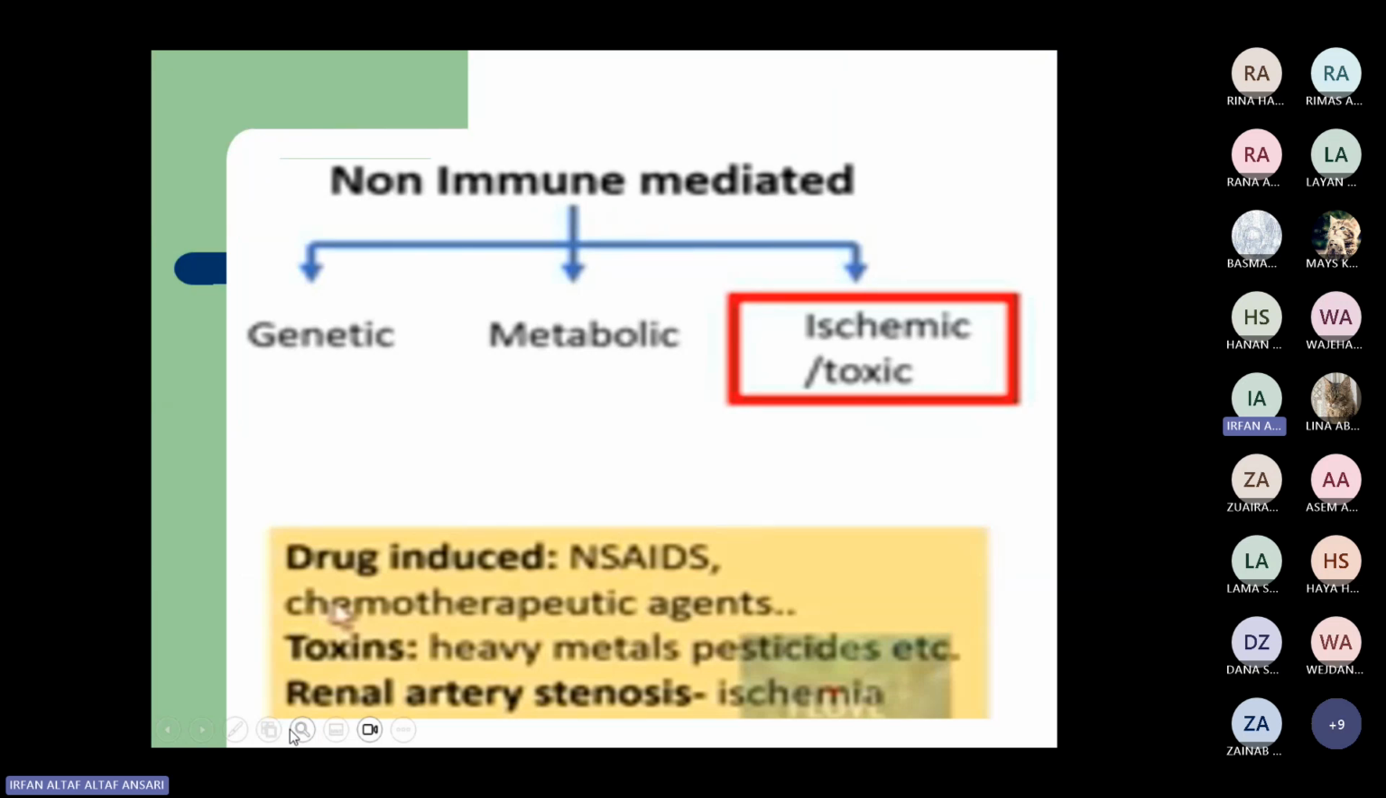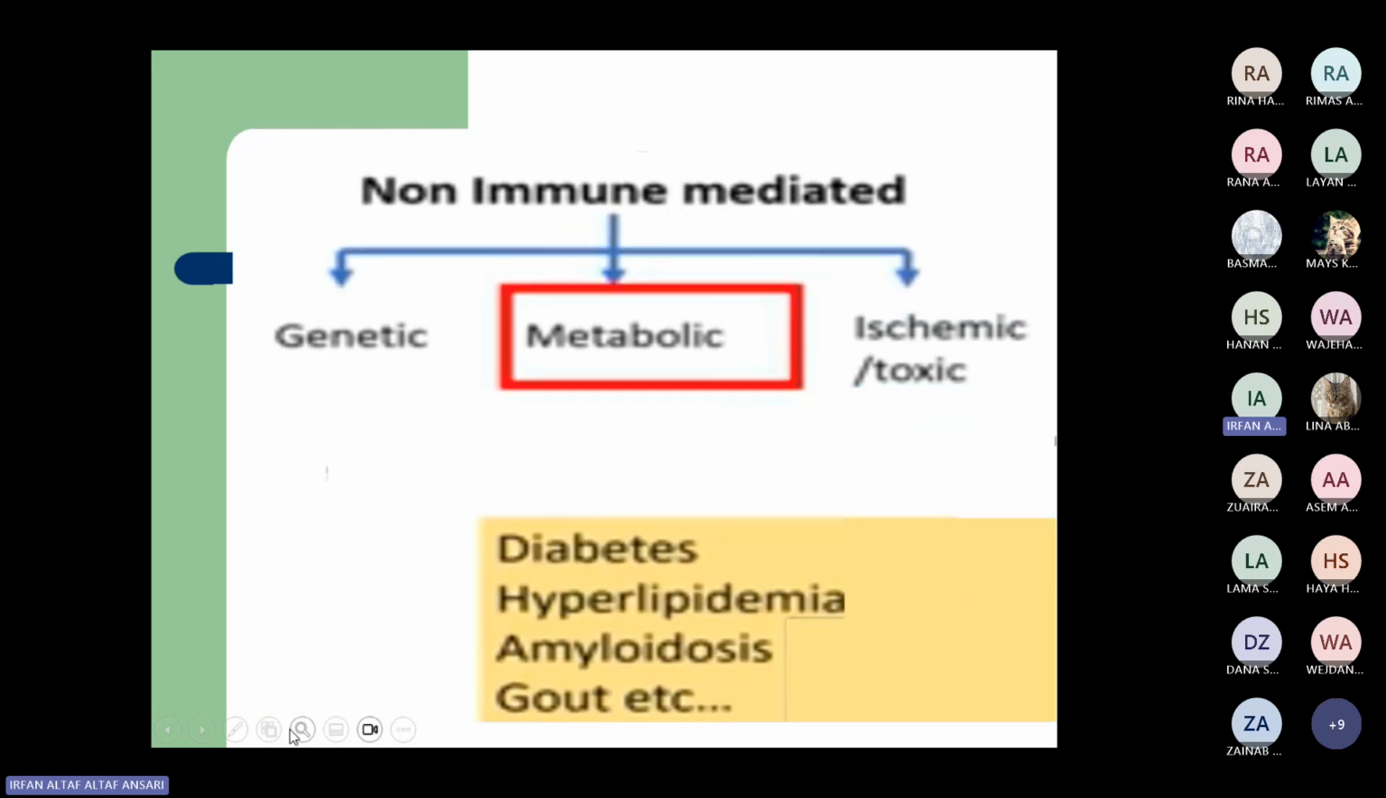Then we have ischemic or toxic, the non-immune mediated type, where you can have glomerular injury due to drugs. Most important, NSAIDs. Whenever your patient has diseases which can affect the kidneys, such as diabetes or hypertension, you must avoid the use of NSAIDs, or if your patient gives a history of any renal disease, avoid NSAIDs. Then certain chemotherapeutic agents, toxins, heavy metals, pesticides, and ischemia. Ischemia, whenever there is renal artery stenosis or any condition which leads to reduced blood supply to the kidney, may cause non-immune mediated injury to the glomeruli.